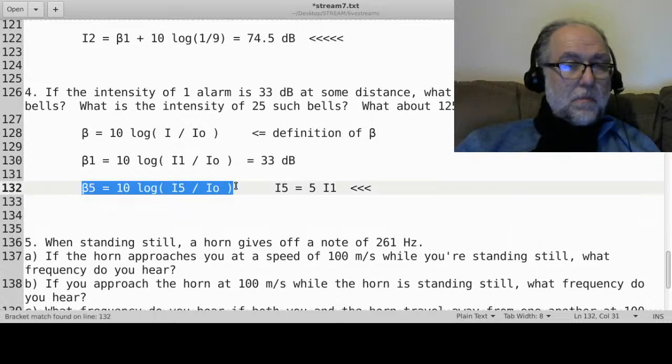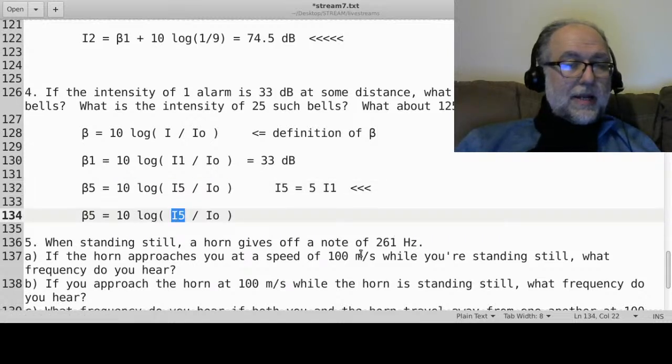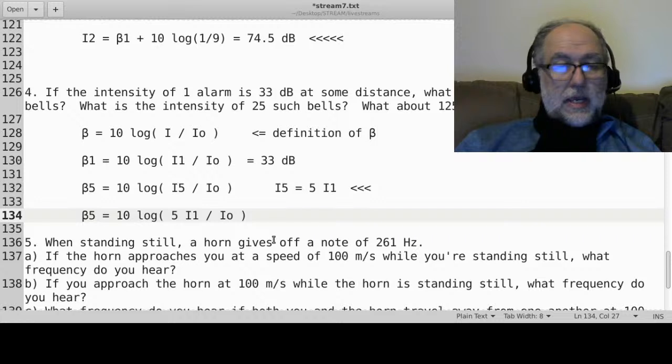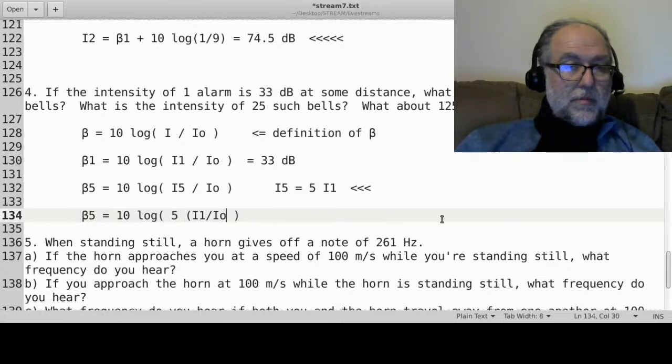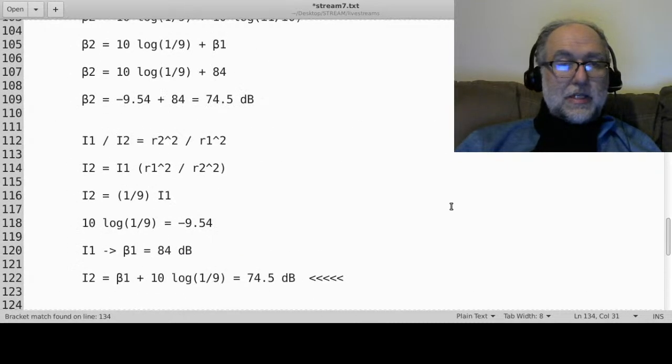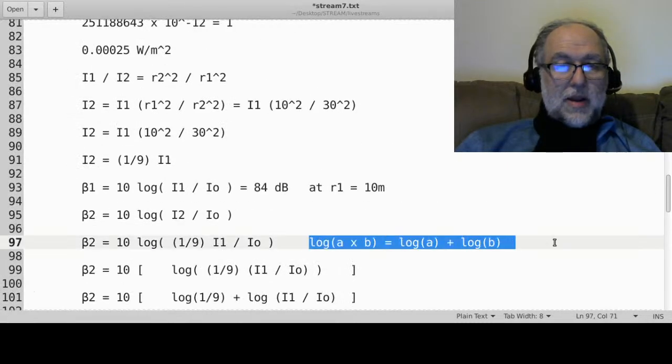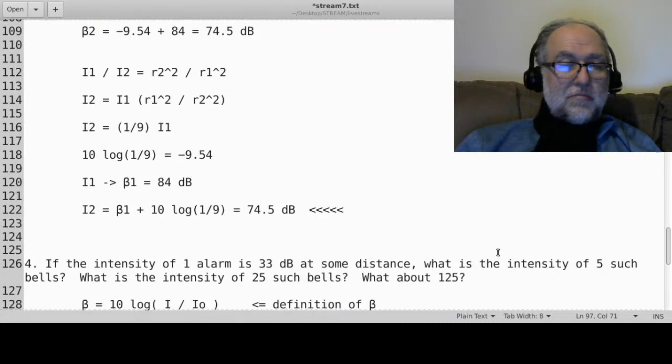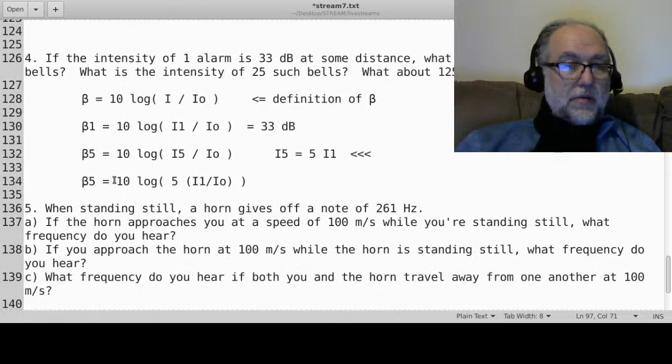In this formula here, just replace that I5 with 5 I1, sorry. Now what? Well, we're going to do the same thing we did above. Let me just put round brackets around that. I'm going to use this property where I have 5 times that. This is like the log of A times B. Where is that property? Right here. Log of A times B is equal to log of A plus log of B. I'm going to use that right here.